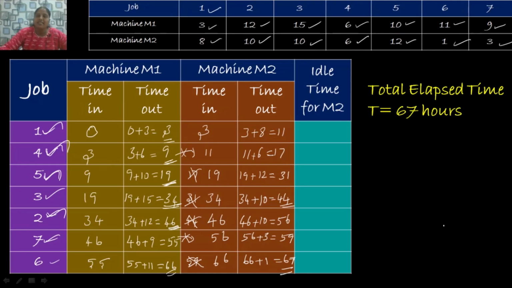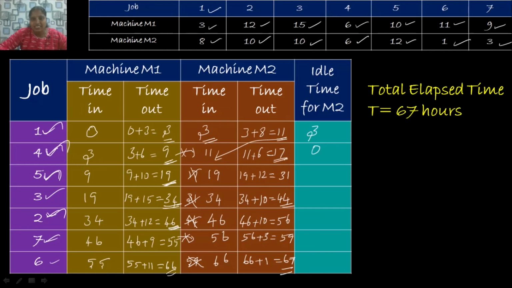Now we have to calculate the idle time for both the machines M1 and M2. Let me start with the idle time for M2 first. Since both the machines start at 0 time, but till 3 hours machine M2 doesn't have any job to process, so initially it has to wait for 3 hours to get a job. So that is the idle time. Then at 11 hours it has completed its processing time, so immediately it gets a job at 11 hours. So there is no idle time here.